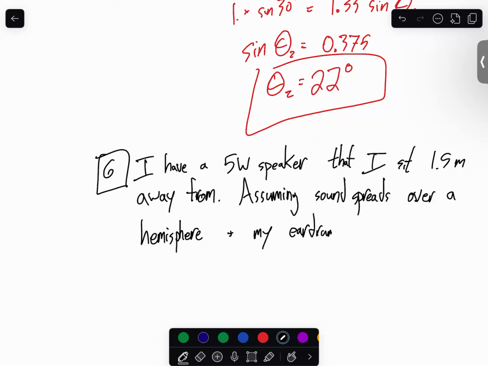And my eardrum is, oh God, what was it? About half a centimeter, right? Find the power delivered at my ear.